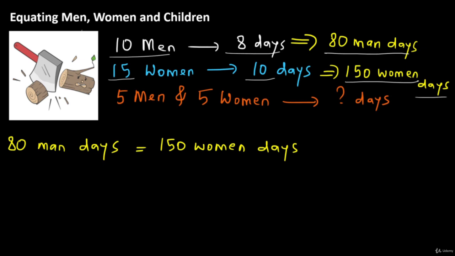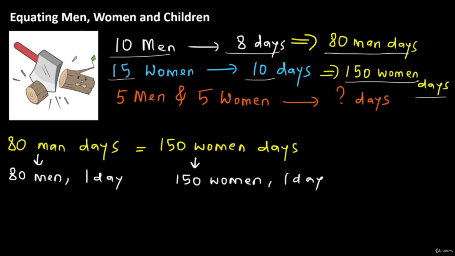What does this mean? It means that 80 men could complete this job in 1 day, right? And over here it means that 150 women could complete this job in 1 day. So the time period is same now. So that means 80 men do the same work that 150 women do, right?